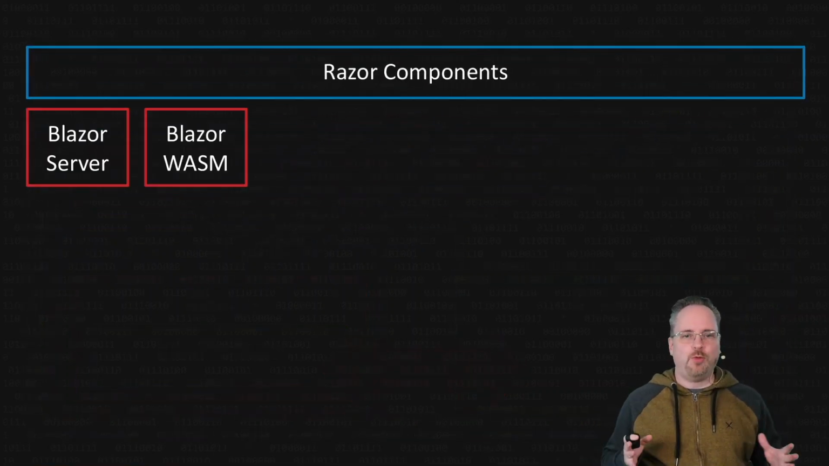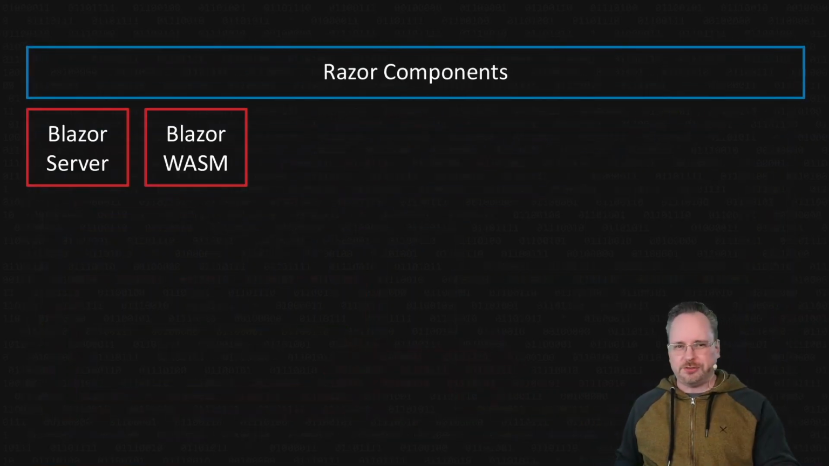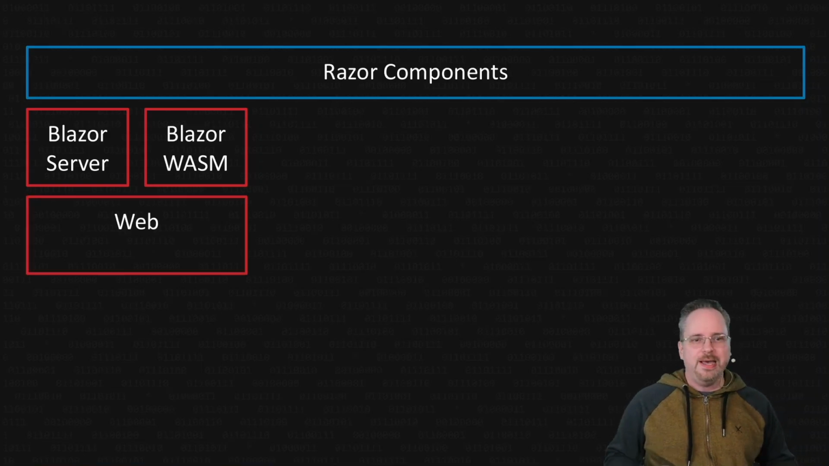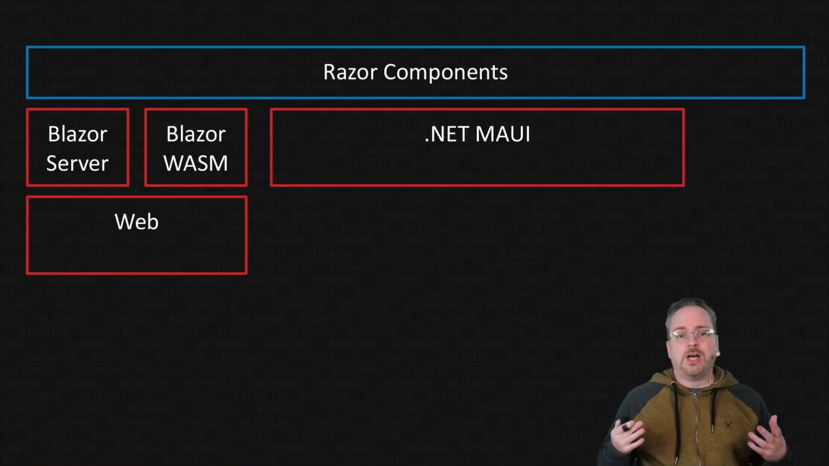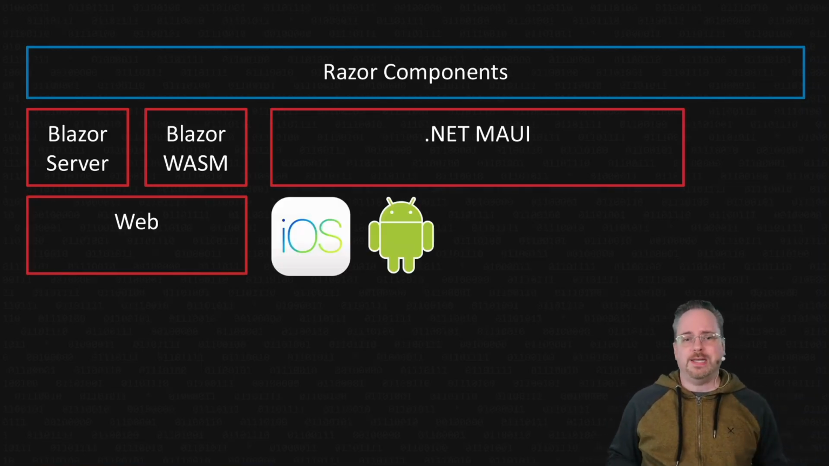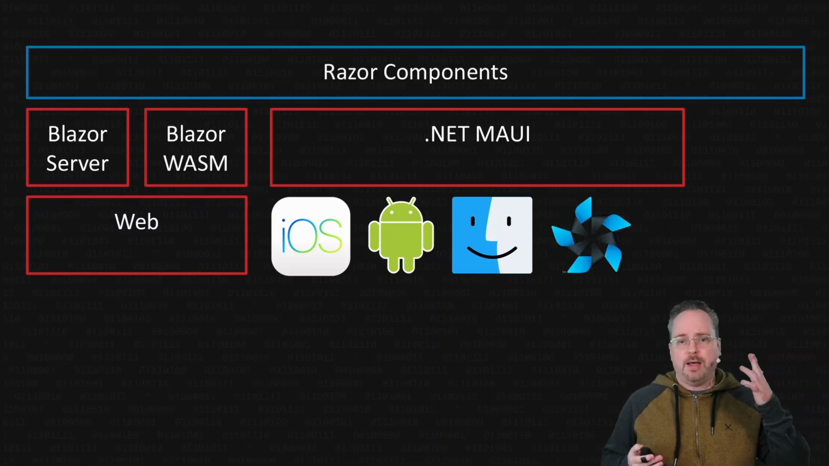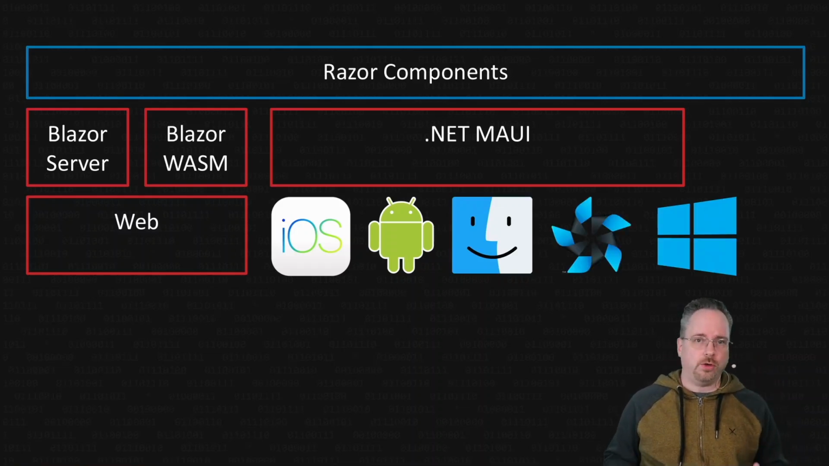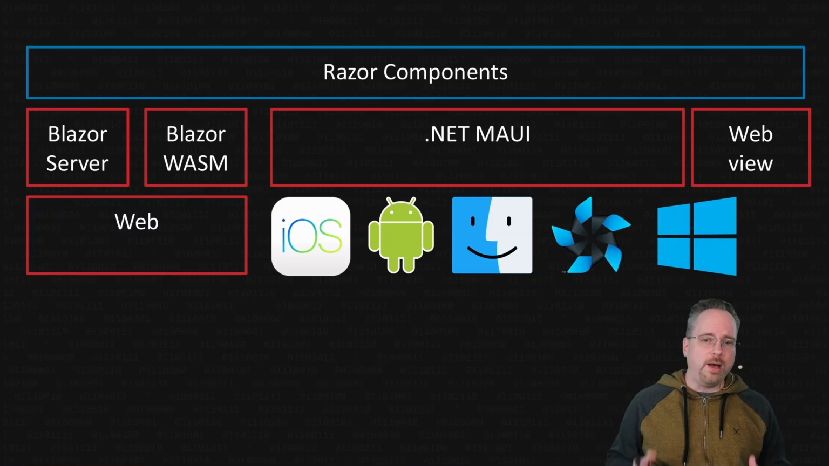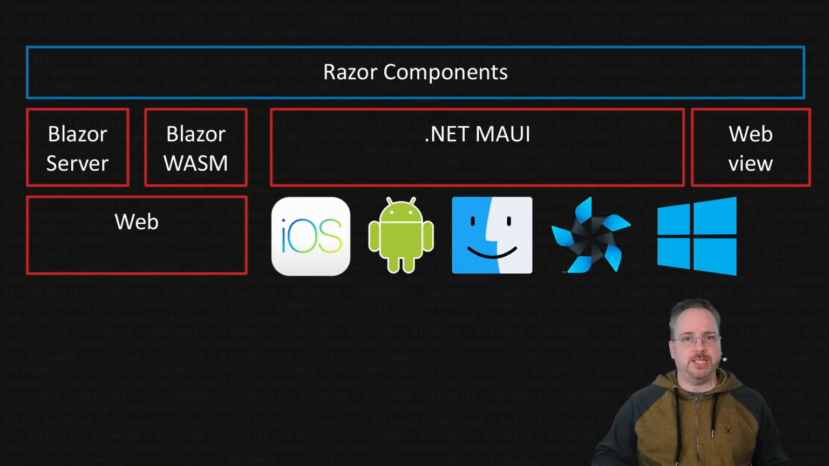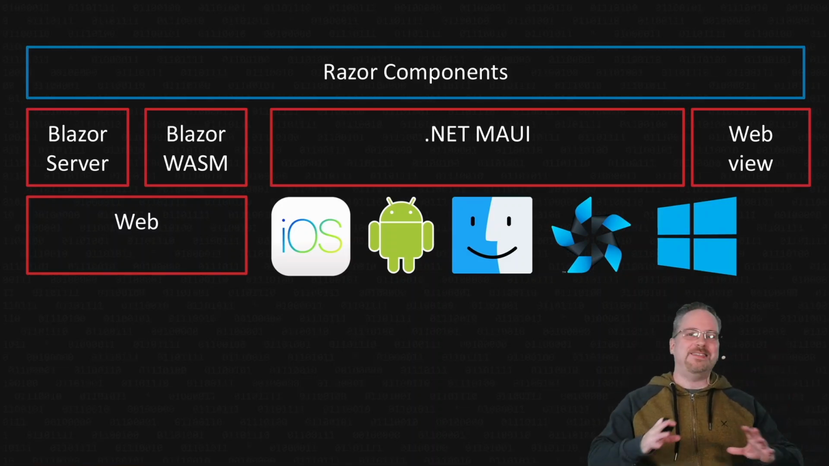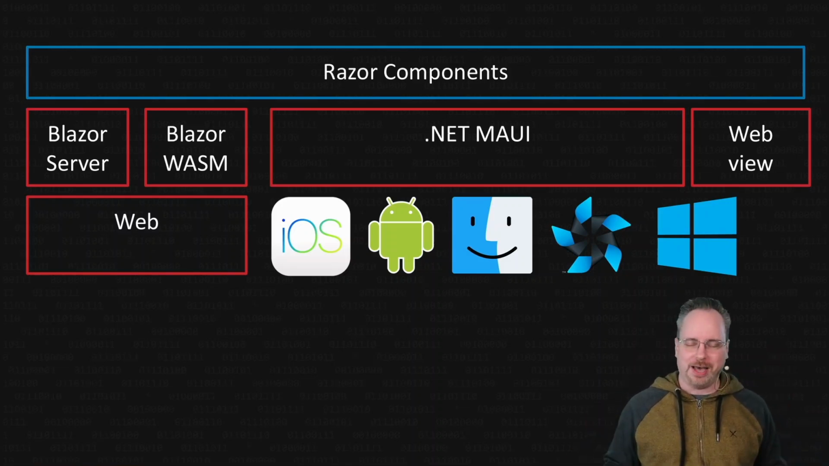So the same Razor components using Blazor Server or Blazor WebAssembly can reach the web. With .NET MAUI, we can reach iOS, Android, macOS, Tizen, and also Windows. And thanks to WebView, we can also reach WPF and WinForms using the same Blazor components. I think this is a very awesome time to be a Blazor developer. You can reach all these platforms.